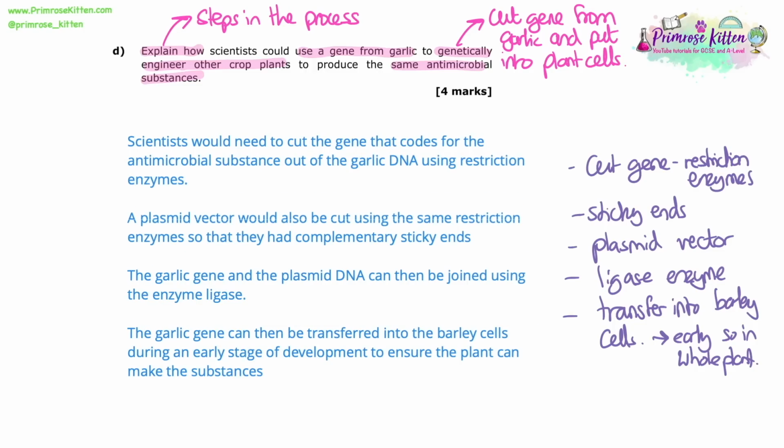So we need to make sure, obviously, we're putting in all of those key points, which I've done here to get the 4 marks. Although I've written them in full sentences, you can see from the mark scheme that the really key points you need are cutting the gene out using restriction enzymes, talking about a plasmid vector, and using the same restriction enzymes to get sticky ends so that they match, and then joining the DNA and the plasmid vector using the enzyme ligase, and then ideally that would get us 4 marks. We also obviously need to mention the early development when you're transferring it. So if you're doing a genetic engineering question, you have to talk about the transfer, where it is going from and to, and if it's plants, we need to make sure we're doing it at an early stage of development.